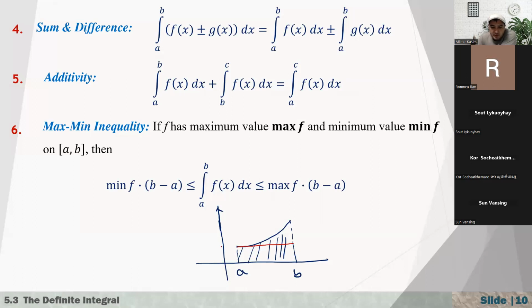Because this one is the minimum value of f, let me just label this. It is the minimum value of f. And how about the maximum value of f times b minus a? We are talking about this rectangle, and this value is the maximum value of f. So as you see here, the area under this curve is always between these two rectangles. It is greater than this thinner rectangle and less than or equal to this big rectangle. Because at the same time, f of x may be a constant function, and that's why we also have the equal sign here.